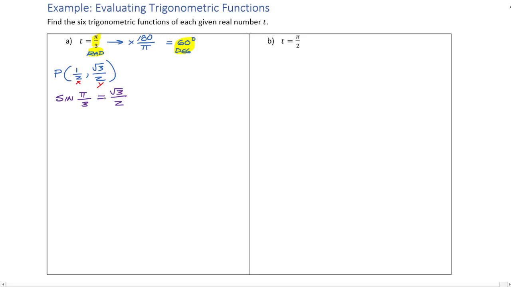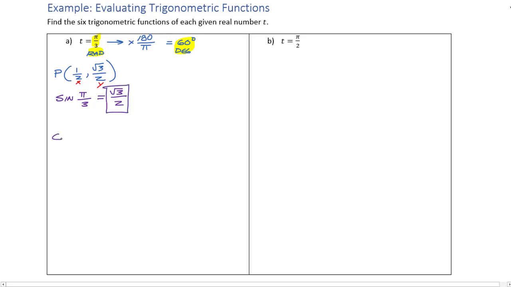Now, if we were to put this in our calculator, if we put in sine of pi over 3, it would give us the decimal version of this number, right? And we're looking for the exact number. That's why we're looking at our unit circle, right? Same thing if I did sine of 60 degrees, it would give me the same thing, but as a decimal. So we want the exact number. I'm not saying we couldn't use our calculator, but there we go. So there's the first one.